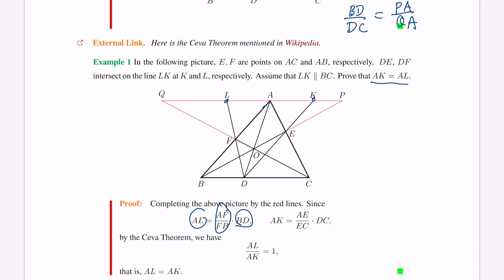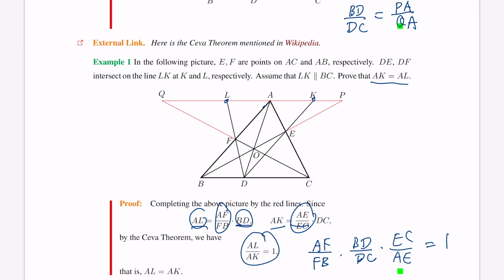You want to prove AL is equal to AK, right? So then you divide AL by AK. Basically, it's AF over FB, then BD divided by DC, and then you turn this upside down, EC over AE. And the product of these three is equal to 1, from Ceva's theorem. So you conclude that AL over AK is equal to 1. That is, AL is equal to AK. Okay, so that's an interesting exercise.